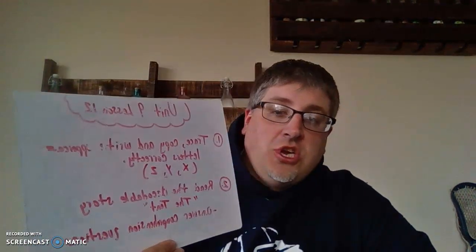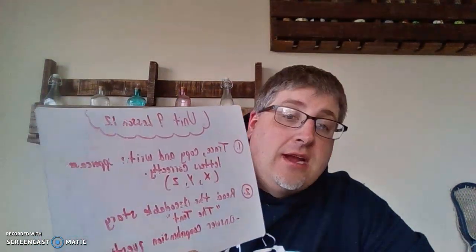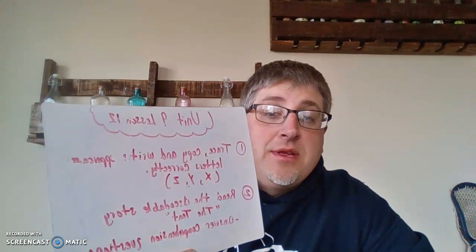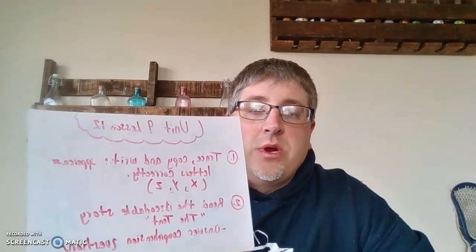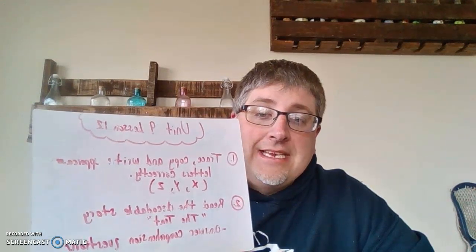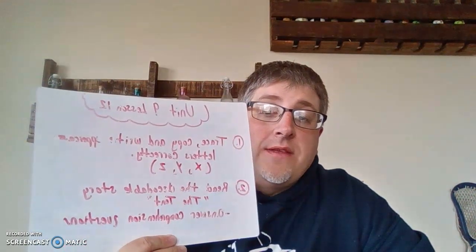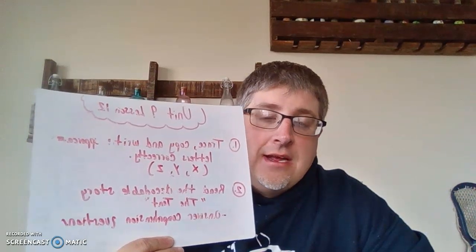All right. Just a couple of things we're going to knock out today. Number one is we're going to trace and copy the rest of our letters. I'm going to teach you the rest of the uppercase letters, which are X, Y, and Z. And then we are going to read the decodable story, The Tent. And I'm going to ask you some questions. I'm going to put some questions on another form, and I want you guys to answer them for me after I read the story, The Tent.